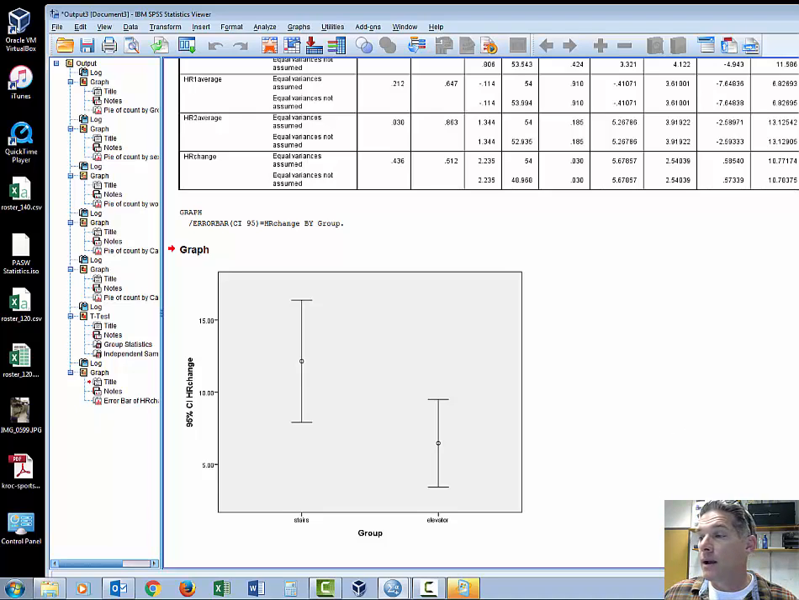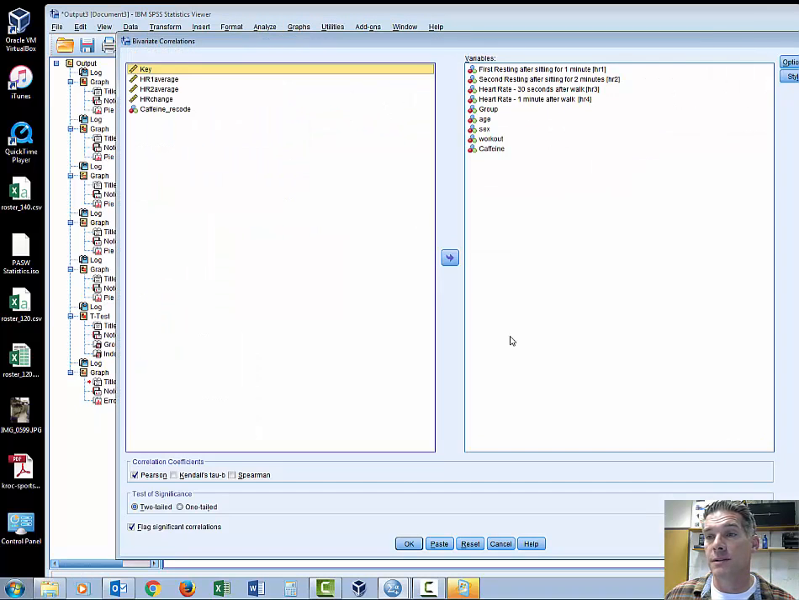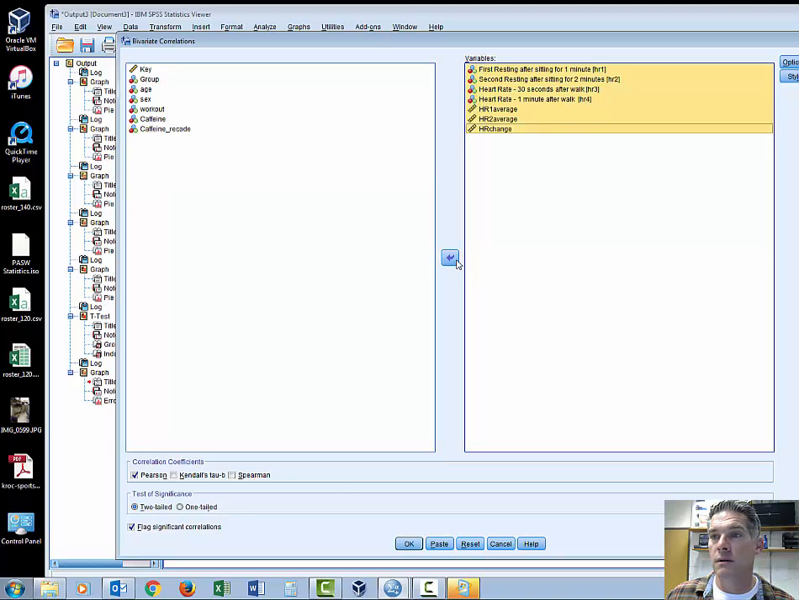Next, let's look at some of the other variables. We're going to go to correlation. I'm going to hit reset, and we know what the group effects are, so let's put in the heart rate change and all the heart rate variables first. And then we're going to put in group, age, sex, workout, caffeine, and caffeine recode.